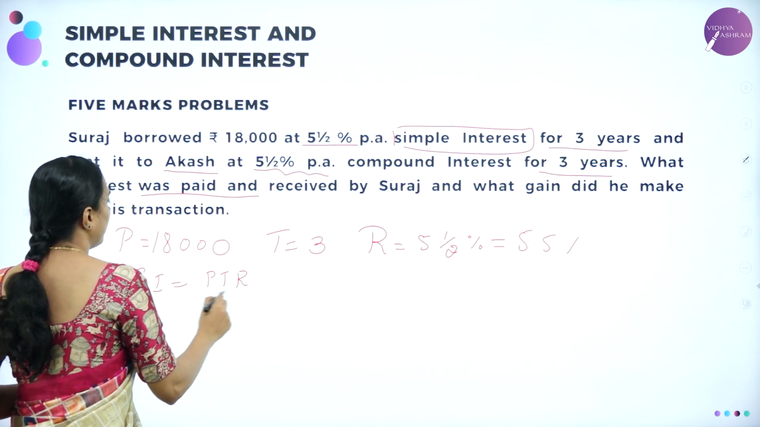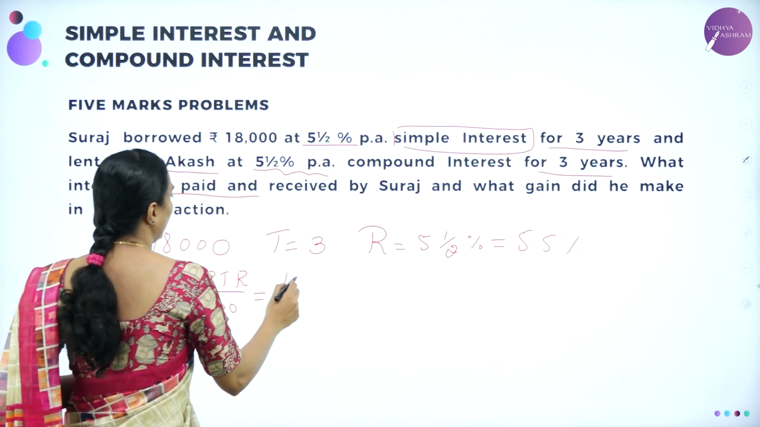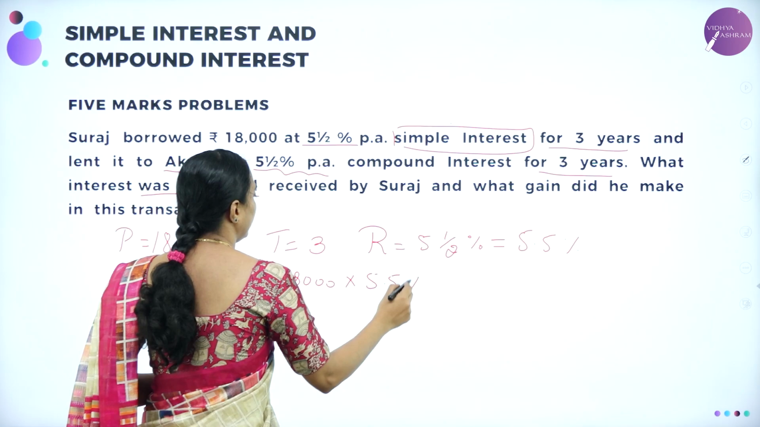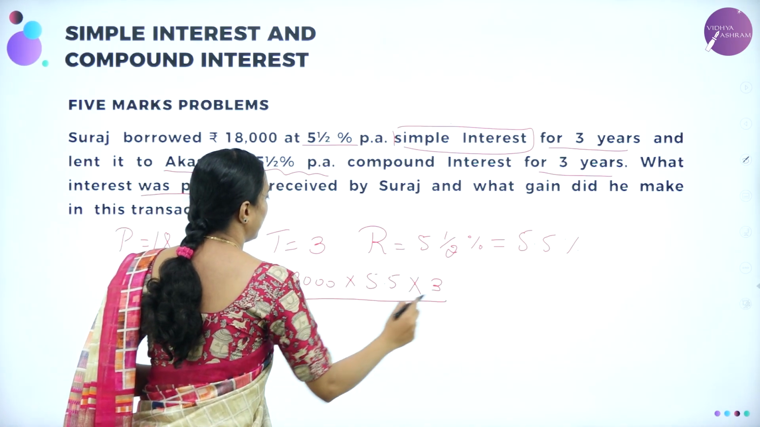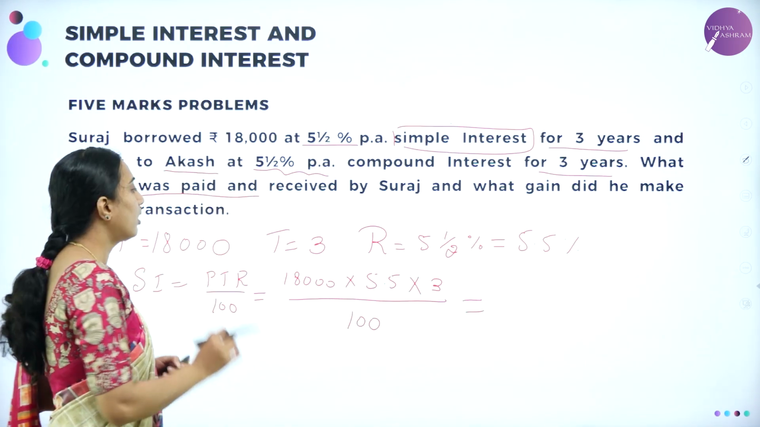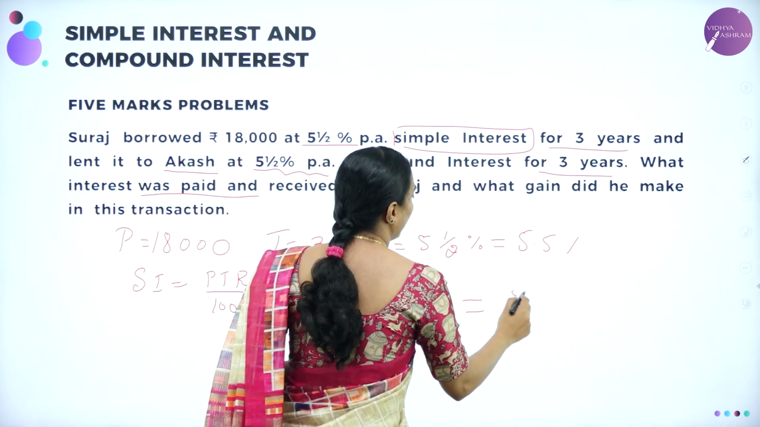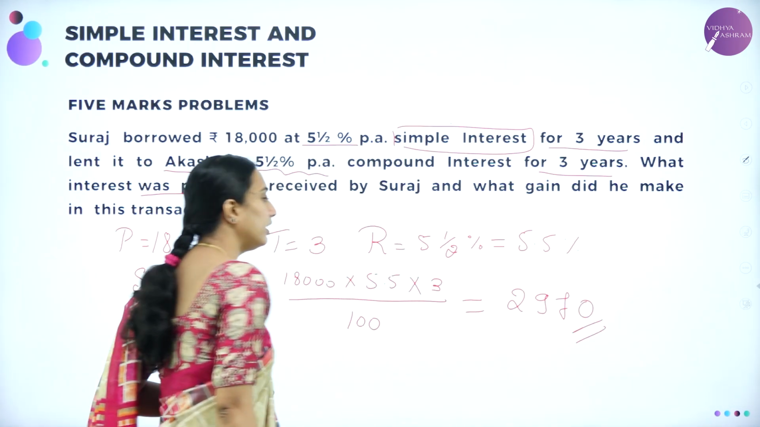PTR divided by 100. So, substituting this, you are going to have P is nothing but 18,000 into R is 5.5 into T is nothing but 3 divided by 100. So, the answer for this one you are going to get, after multiplying and dividing, is 2,970. This is your simple interest.